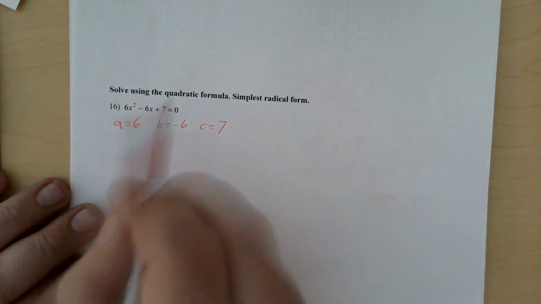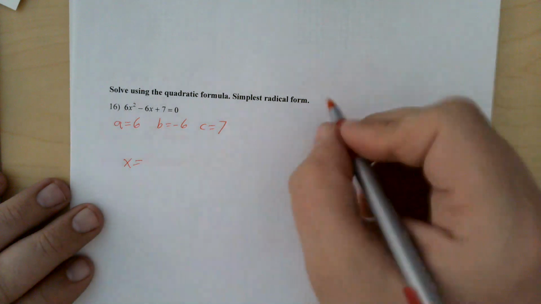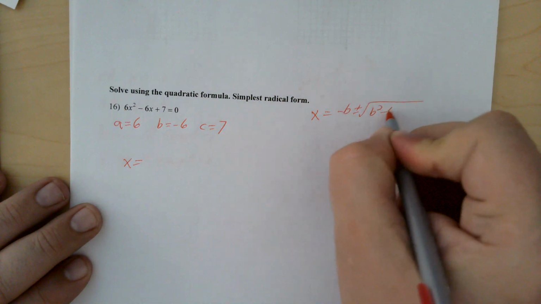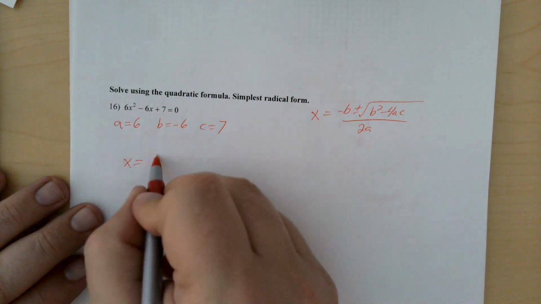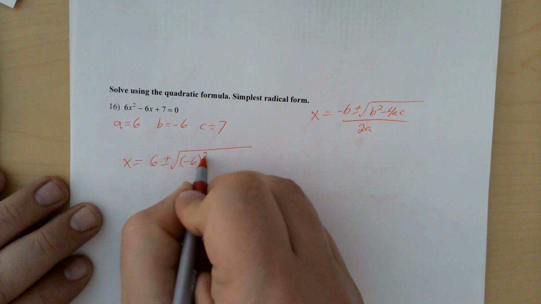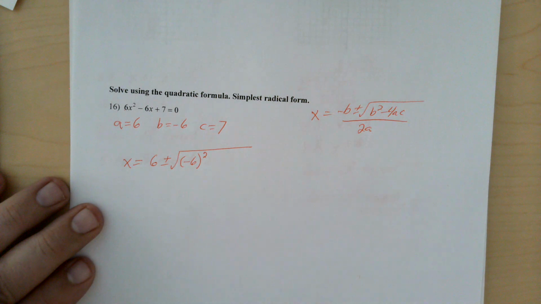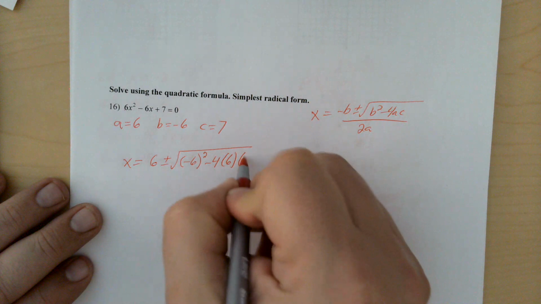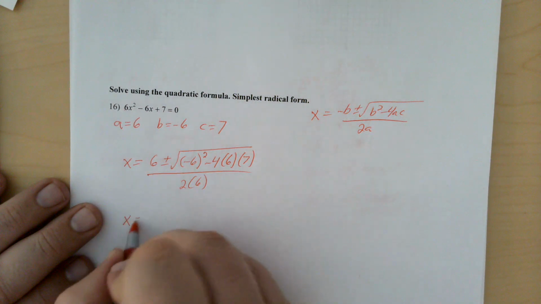My b is in front of the x. C is my constant. And I'm going to plug everything into opposite of b plus or minus the square root of b squared minus 4ac all over 2a. So in this case, it's a 6 plus or minus square root -6 in parentheses. A lot of you are still forgetting if you square a negative, it needs to be in parentheses before you square it. Minus 4 times 6 times 7 all over 2 times 6.